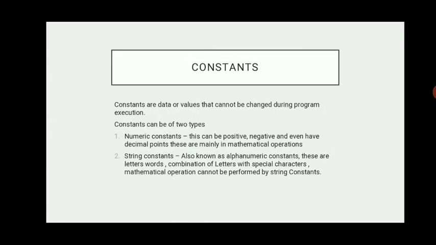Another element is constant. Constants are data or values that cannot be changed during program execution, that is, when the program has already started. Constants can be of two types. Number one is numeric constants. These can be positive, negative, and even have decimal points. They are mainly used for mathematical problems or operations.